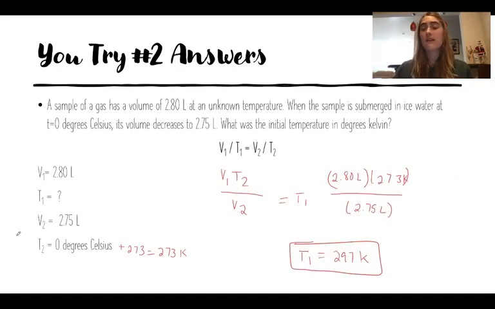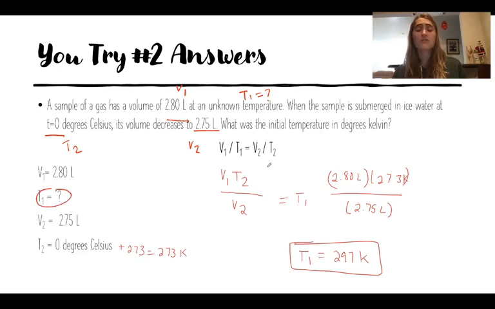So here are the answers to this one. A sample of gas has a volume of 2.80 liters at an unknown temperature. So volume 1 is 2.80 liters, and T1 equals question mark. When the sample is submerged in ice water at T equals 0 degrees Celsius, that's T2, the volume then decreases to 2.75 liters, volume 2. So we know we are looking for T1.